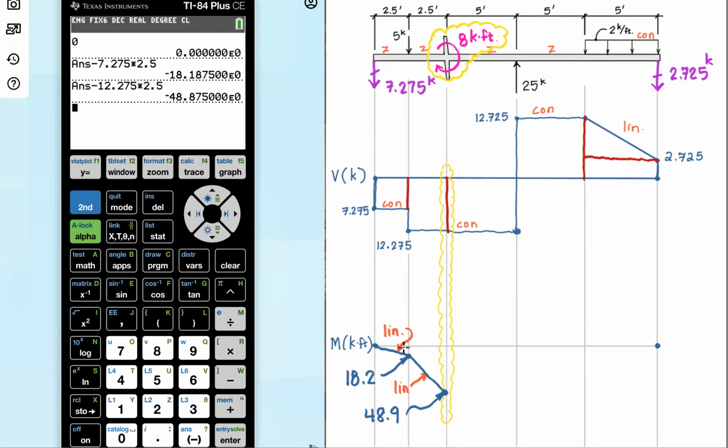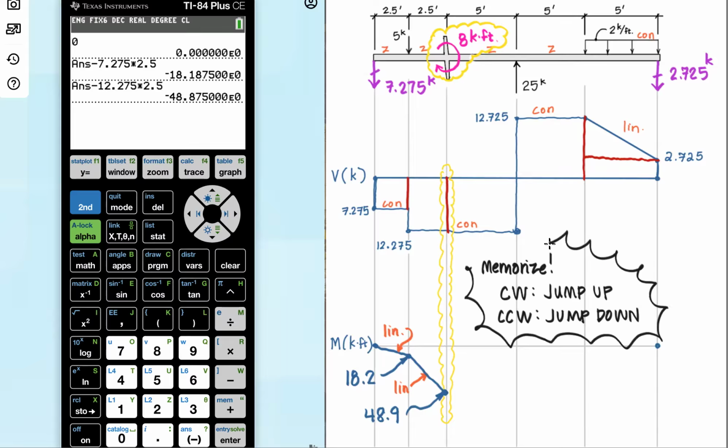Now I'm ready to jump with my 8 kip feet, and I have to remember the rule that all the statics students hate. Clockwise, jump up. Like there's a clock on the wall and you want to jump up and pat it. And counterclockwise, jump down. So look down and there's a counter, reach down and pat that. However you want to do this, figure out a way to memorize and apply that.